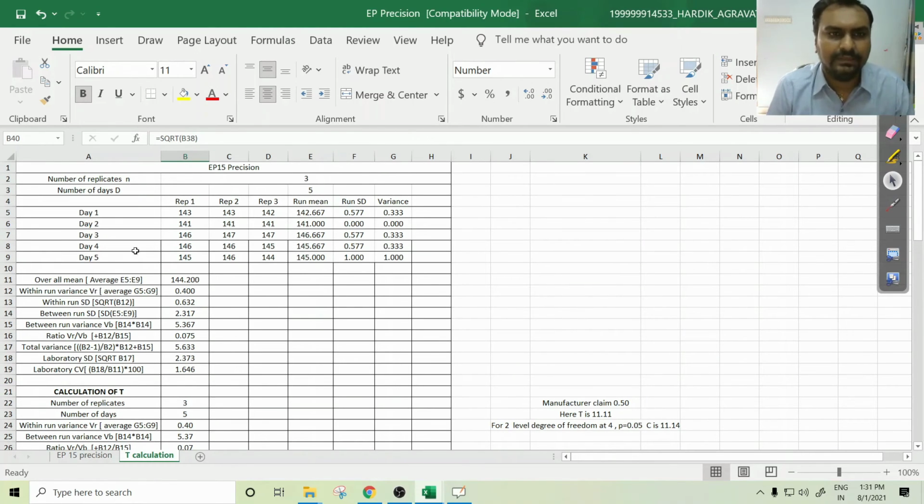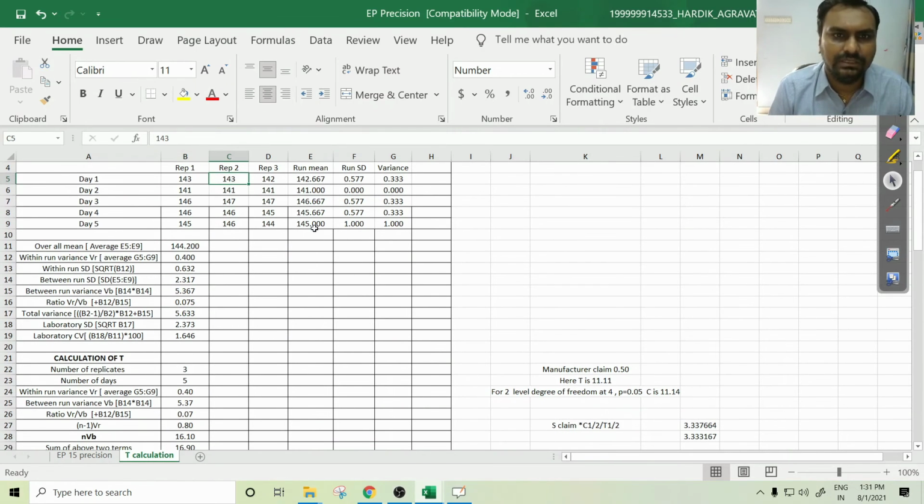I have shared the Excel sheet. You have to fill in your data: your day 1 result, day 2 result, day 1 result replicated 3 times, day 2 result of the same material replicated 3 times, day 3, day 4, and day 5. Just fill in this data and automatically the within-run mean, run SD, variance, everything you will get.